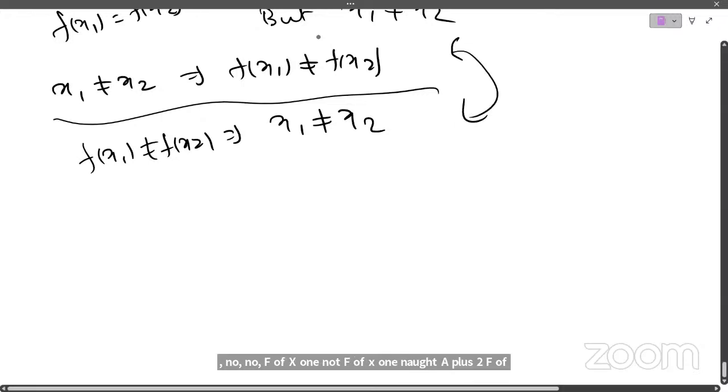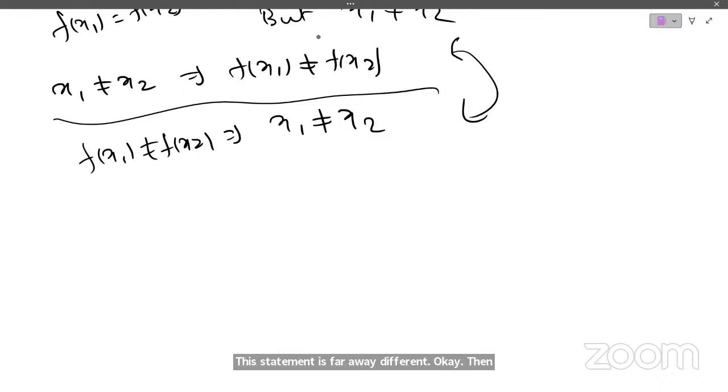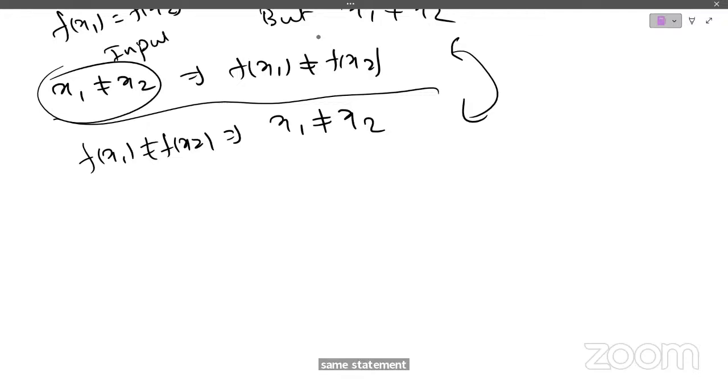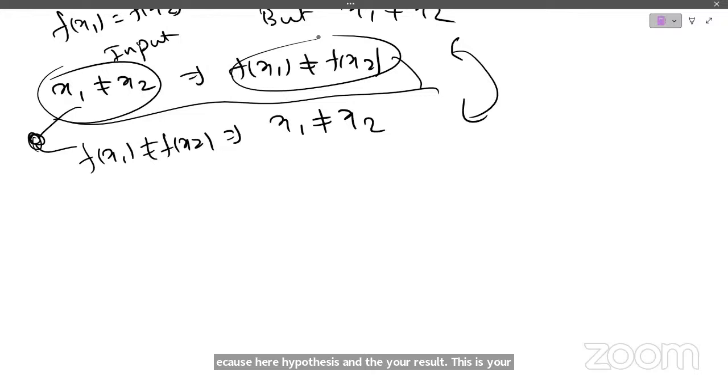Don't think these are the same statement. How can they be different? Because here the hypothesis and your result, this is your input and your output, is different, right? Here the inputs are different and the outputs are also different.